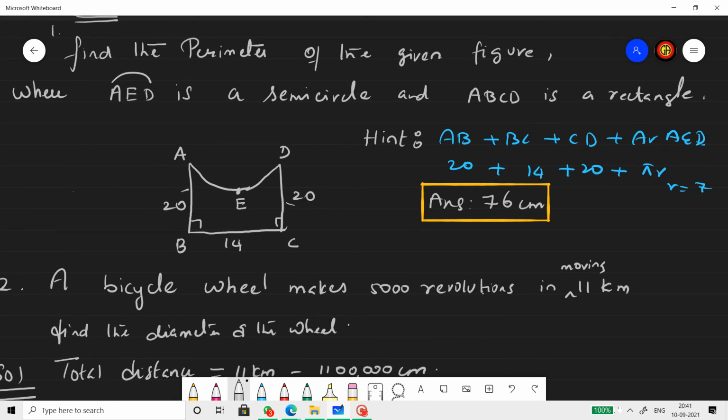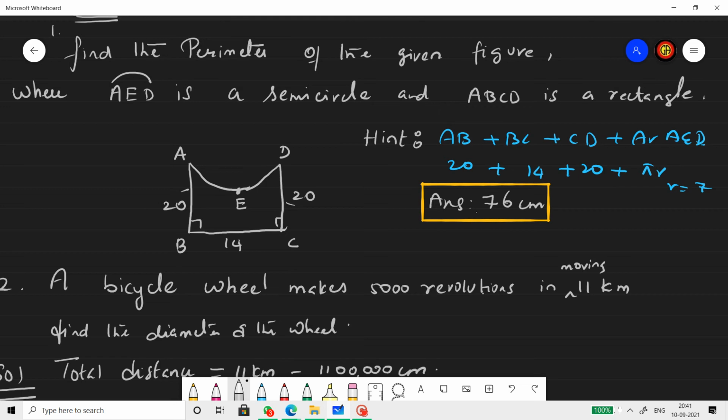Now, what does perimeter generally mean? Sum of all sides, just measuring the outer boundary of a given figure. So that is AB plus BC plus CD plus arc length of AED. Since AED forms a semicircle, this arc length will be the perimeter of a semicircle. So it is pi r. Perimeter of a circle is 2 pi r. So for a semicircle, it's pi r. And r is half of BC. BC forms the diameter, or AD forms the diameter. So radius becomes 7 then.